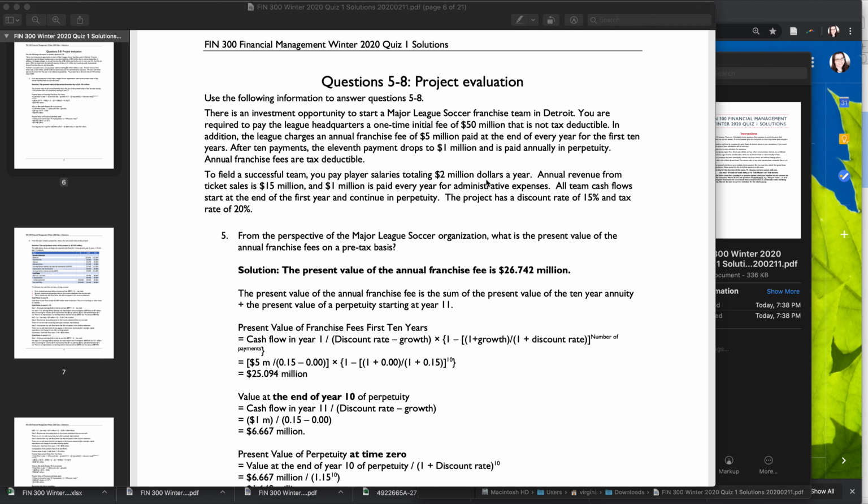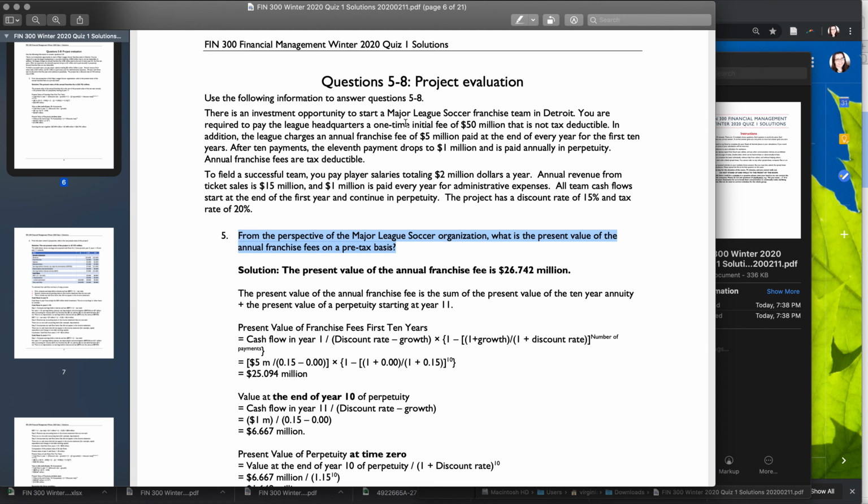You have to pay some salary for your players. You have some revenue from ticket sales, and then you pay some administrative expenses. You have a discount rate and a tax rate. Okay, so what is the present value of the annual franchise fees on a pre-tax basis?